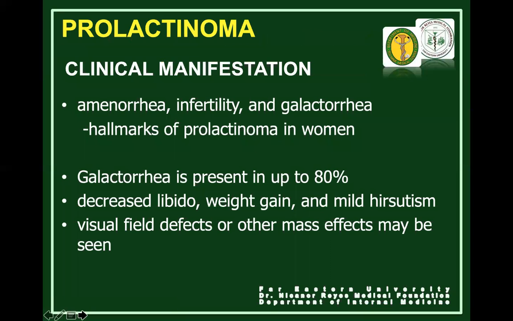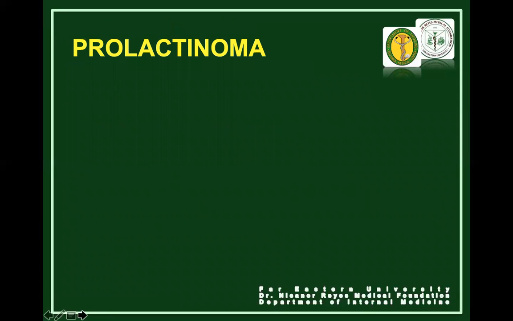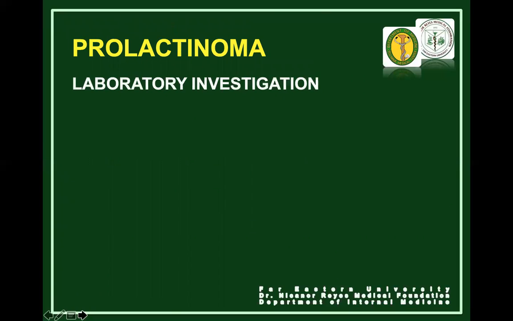Now, these are the clinical manifestations that we've mentioned. So mainly in women, hallmarks would be amenorrhea, infertility, and galactorrhea. Okay, this one is actually the most troublesome, the galactorrhea. It's present in about 80%. However, you can have decreased libido, weight gain, and hirsutism. Visual field defects or other mass effects might also be seen, so you also have to consider that one.